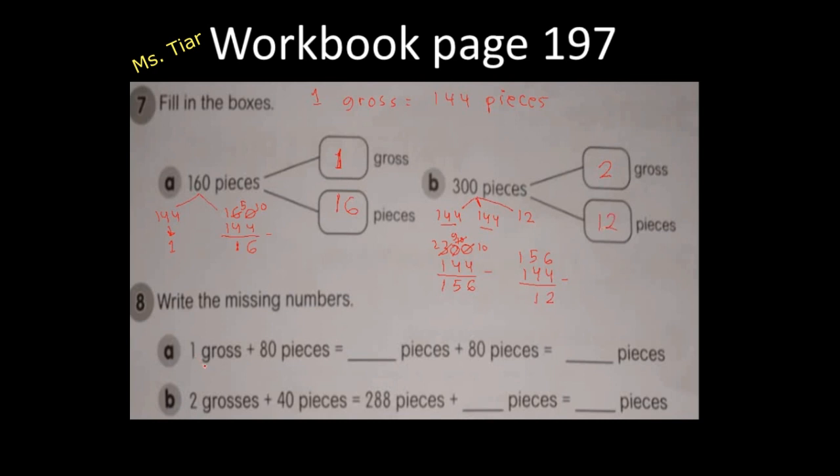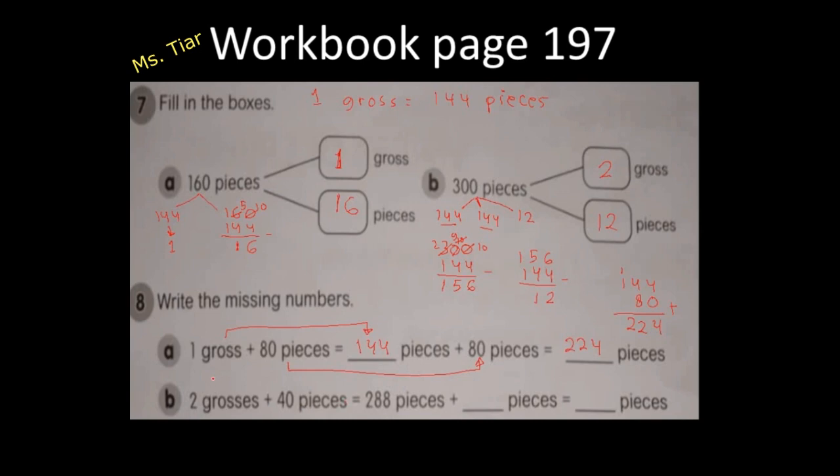Now we go to question 8. 1 gross plus 80 pieces. Let's convert the 1 gross. It equals 144, you write down here, and then the 80 pieces you write down here. Now you need to add them all. 144 you add with 80. Let's add it. We have 4 here. 4 plus 8 we have 12. You put 2 here, 1 on top of here. 1 plus 1 we get 2. So the answer is 224.